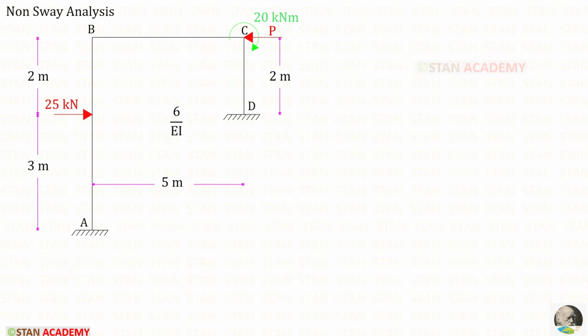We know that this is a sway type frame. Also, we know that in the moment distribution method, we have to do the analysis 2 times. First, non-sway analysis. Let us assume that the sway occurs towards the right side. To prevent the sway, let us keep a horizontal support P in the point C towards the left side.